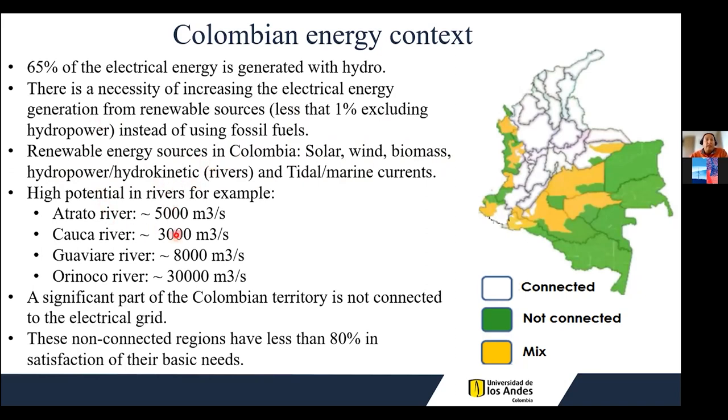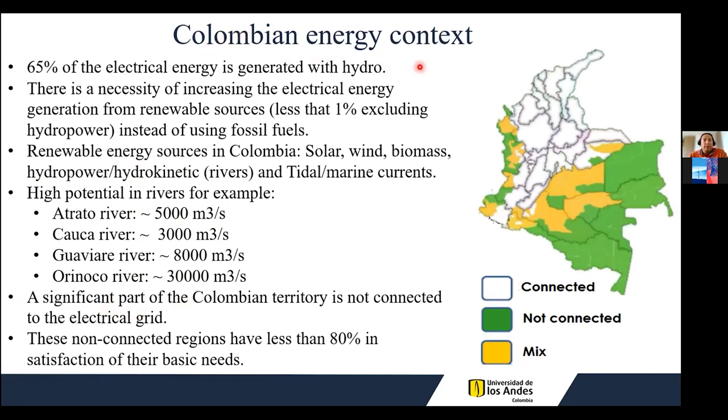So regarding the hydrokinetic energy possibilities, there is a high potential, because the average flow during the year in several rivers that we have in Colombia is very high, as you can see here in these numbers, that can range from 3,000 cubic meters per second up to 30,000 cubic meters per second. So we have a very high potential for hydrokinetic application. And as we are going to see, as a difference with hydropower, you don't require building a dam in order to extract the energy available in those rivers.